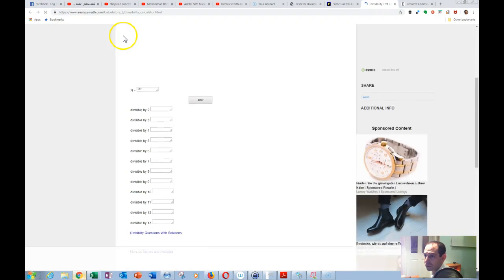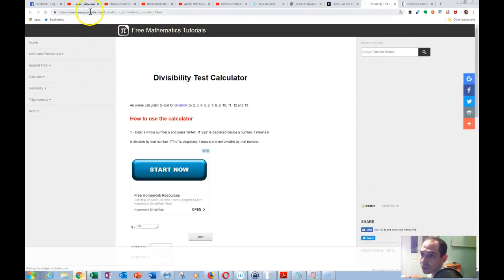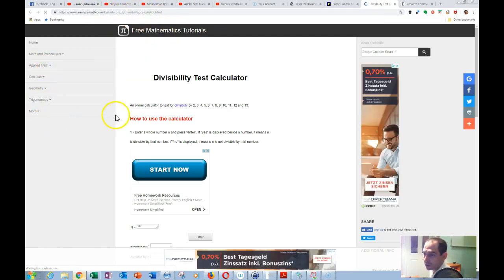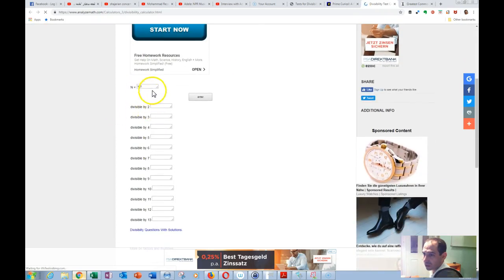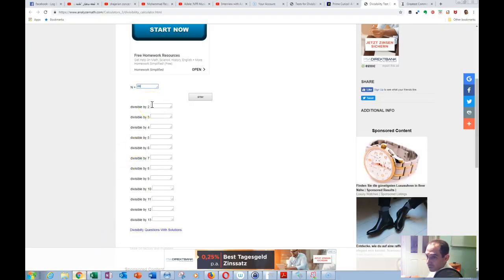Okay, so if you go to analyzemath.com, there are probably a bunch of calculators here, and you can use this calculator to see whether a number is divisible by 2 or 3, and so on and so forth. The number was 89, and you see it's not divisible by 2, not by 3, not by 4, not by 5, and so on, all the way up to 13.